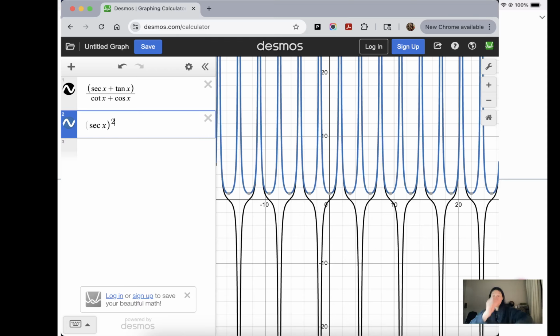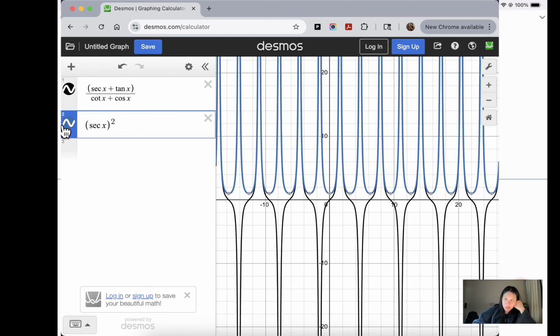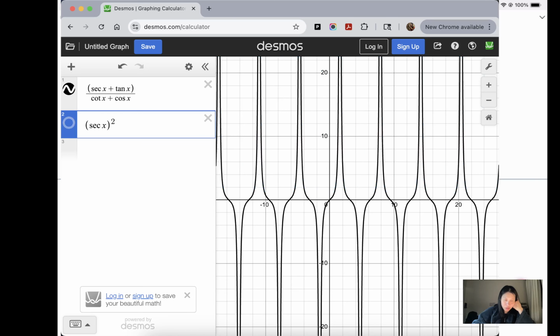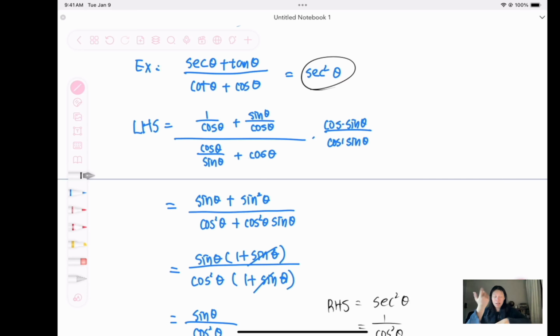Look, these two are not equal. They don't overlap. The blue line and the black one are completely different. So we just use decimals to disprove that these two are equal. Then we're done. Okay, let's do the last one.